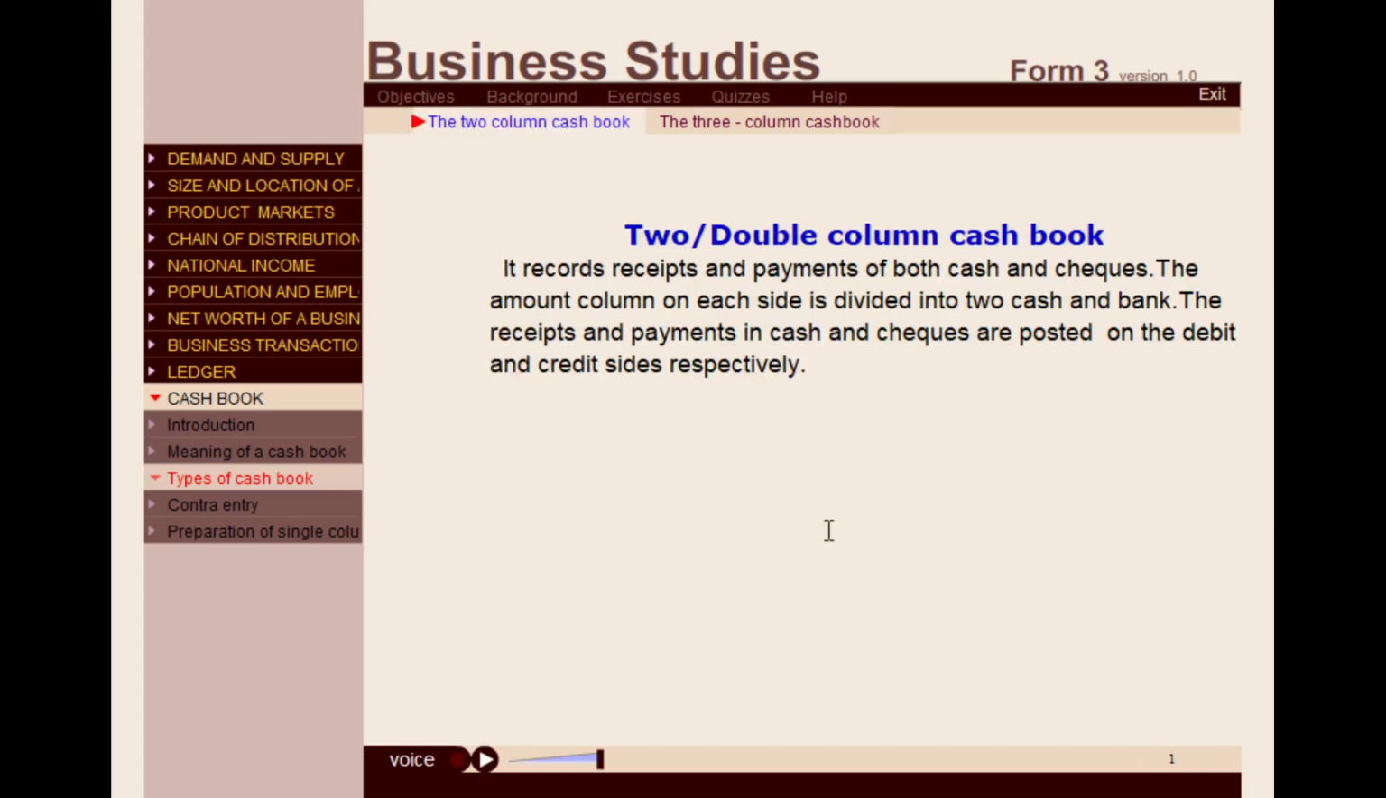The two-column cash book. It records receipts and payments of both cash and checks. The amount column on each side is divided into two, cash and bank. The receipts and payments in cash and checks are posted on the debit and credit sides respectively.